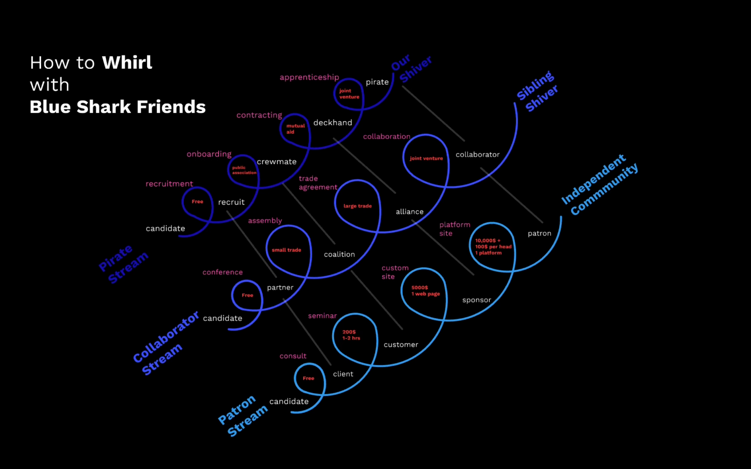So we have 3 paths, and this is a lot. I'm going to stay here for a little bit and give a brief rundown, but then we're going to go through each of these paths individually, and so it will make a lot more sense. We have the pirate stream, the collaborator stream, and the patron stream. And the pirate stream is if you want to work really closely with us and become part of Blue Shark Friends. And so we do recruitment and then onboarding.